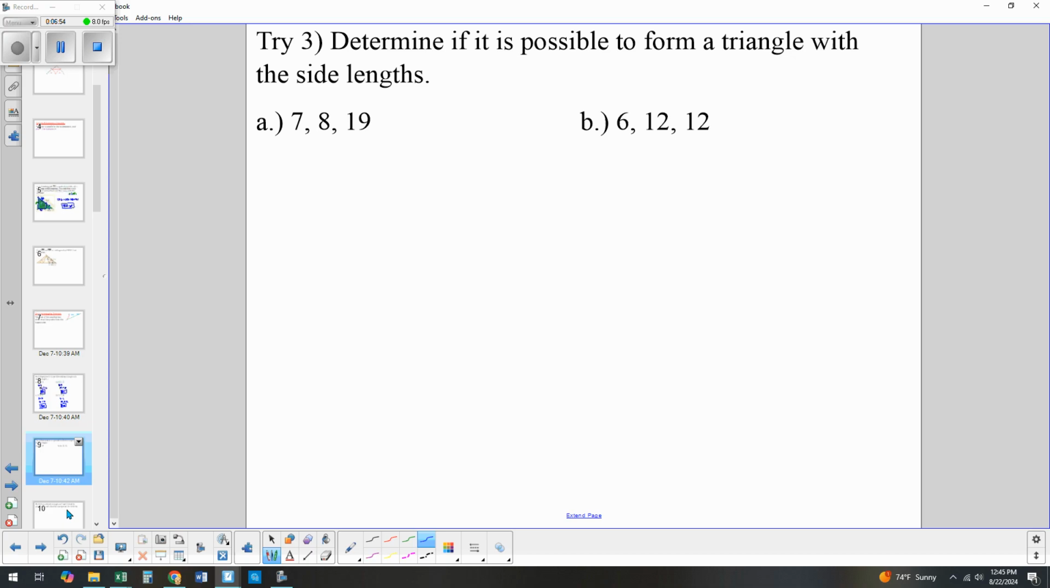Here's a try problem for you. Pause if you'd like. Answers are posted online.